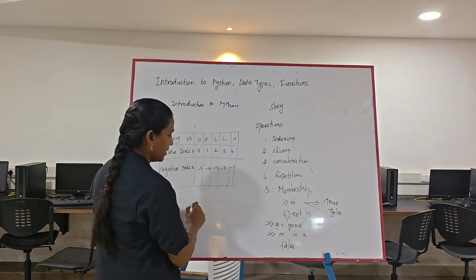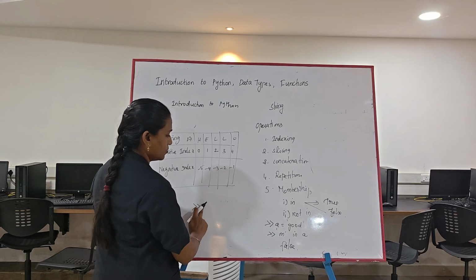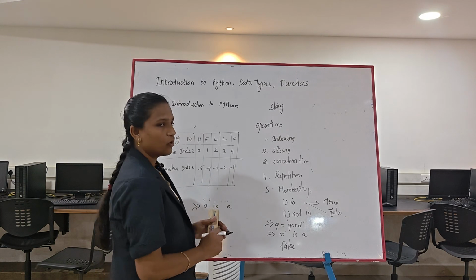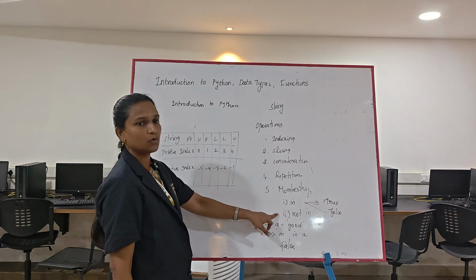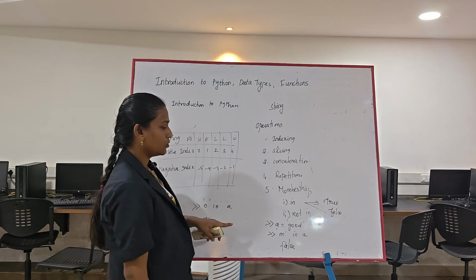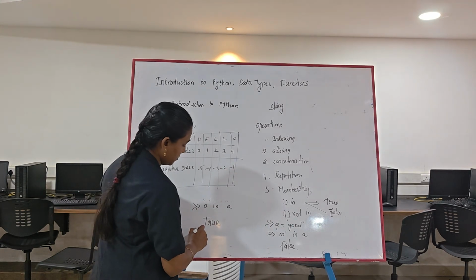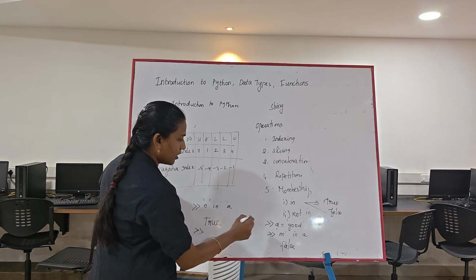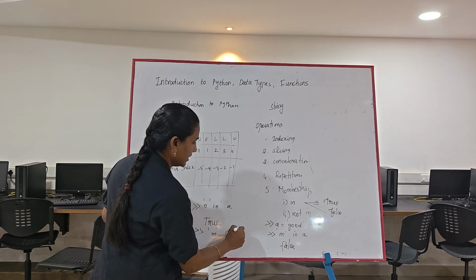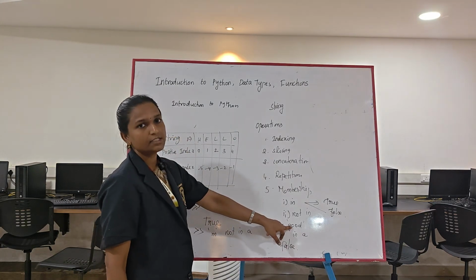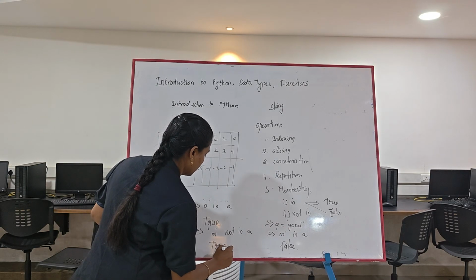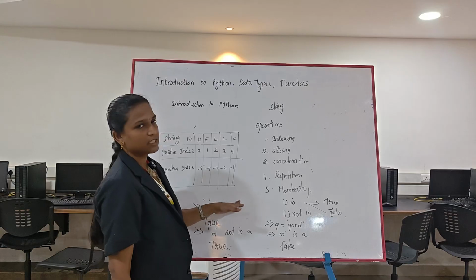We will see another example. O in A. Is O there or not? O is there in A, so it returns true. We are going to use the not in membership. M not in A. M is not in A, so it is not there. M is not there, so it returns true. So these are the operations of string.